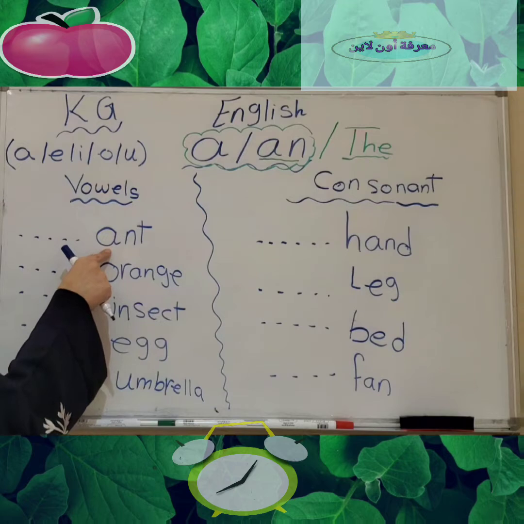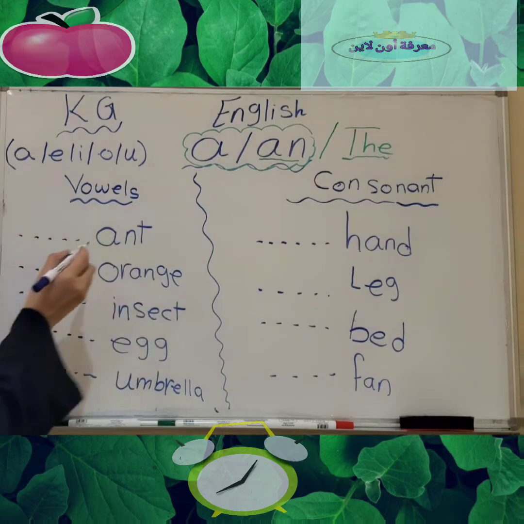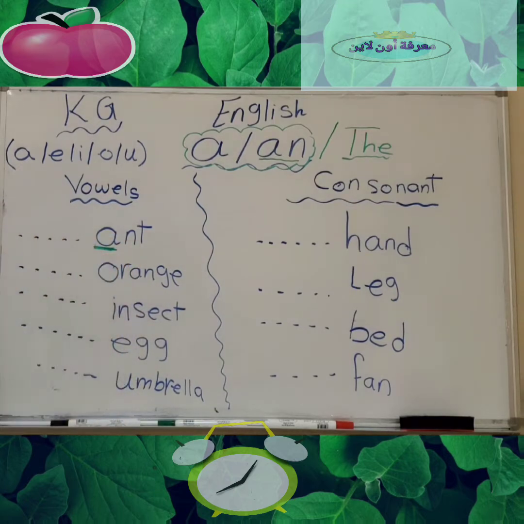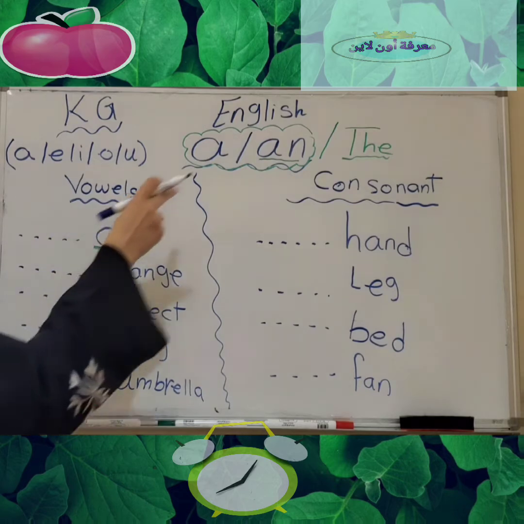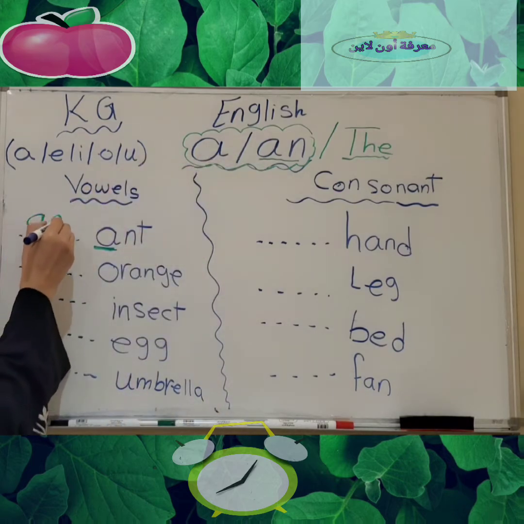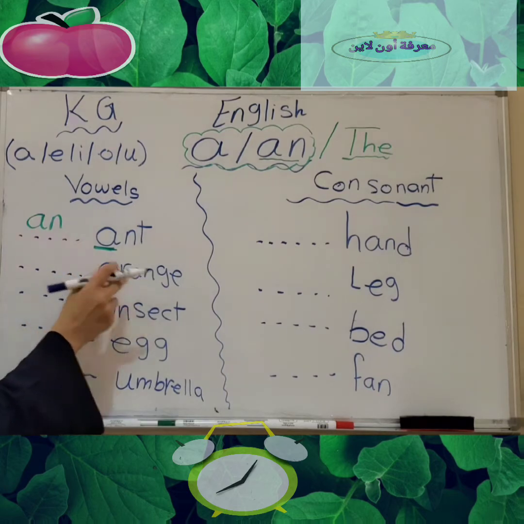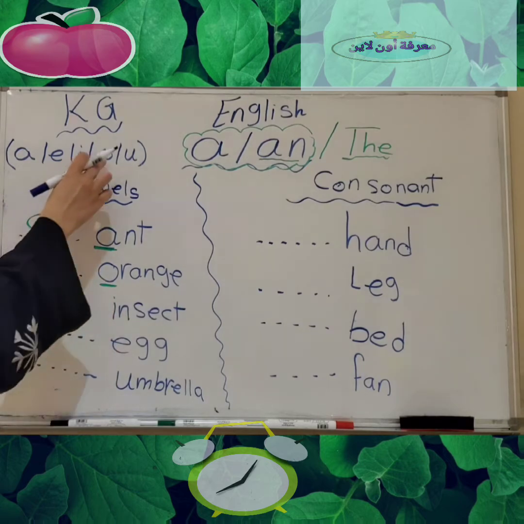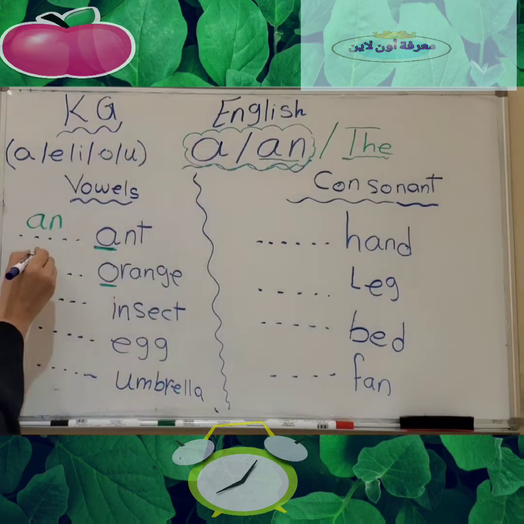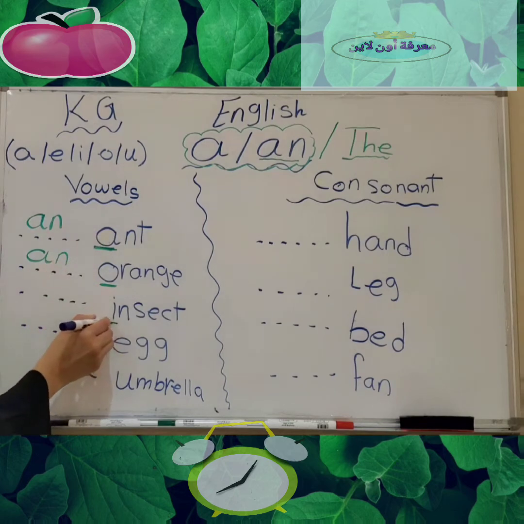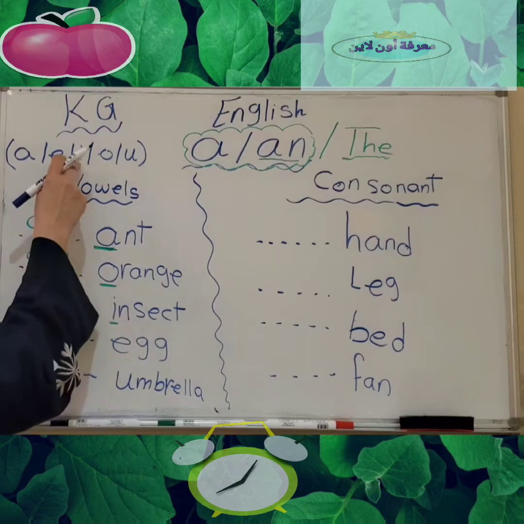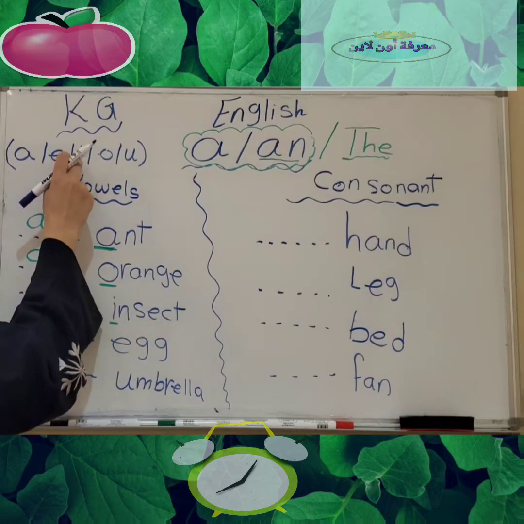Let's see. A word like ant. Ant starts with A. A is a vowel, so I will use an. This one, orange. Orange starts with the letter O. O is a vowel. We will use an. And I said an orange. An ant. Let's see this one, insect. It starts with the letter I. I is a vowel. Yes, it's one of the vowels.